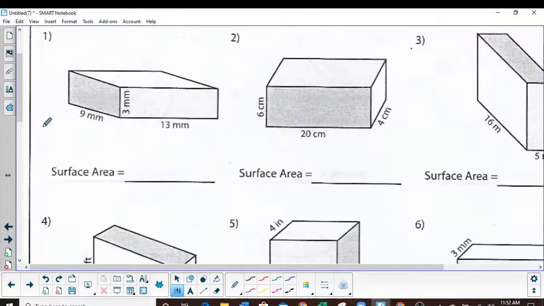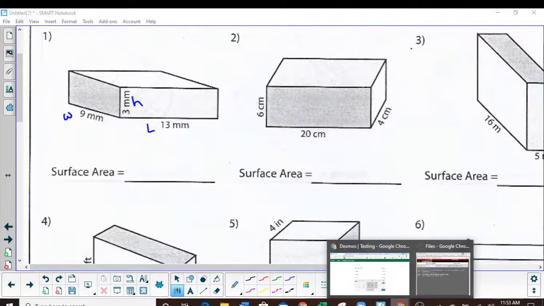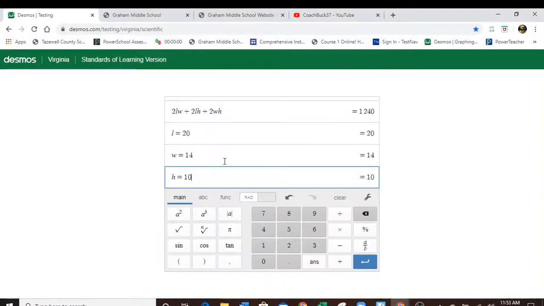The first one, number 1, we're finding surface area. I'm going to put a length and a width and height. Okay, and that's just going to help me when I get to Desmos. I'll pop over to Desmos and let me backspace this stuff. I already got my formula in. I'll retype it for you.